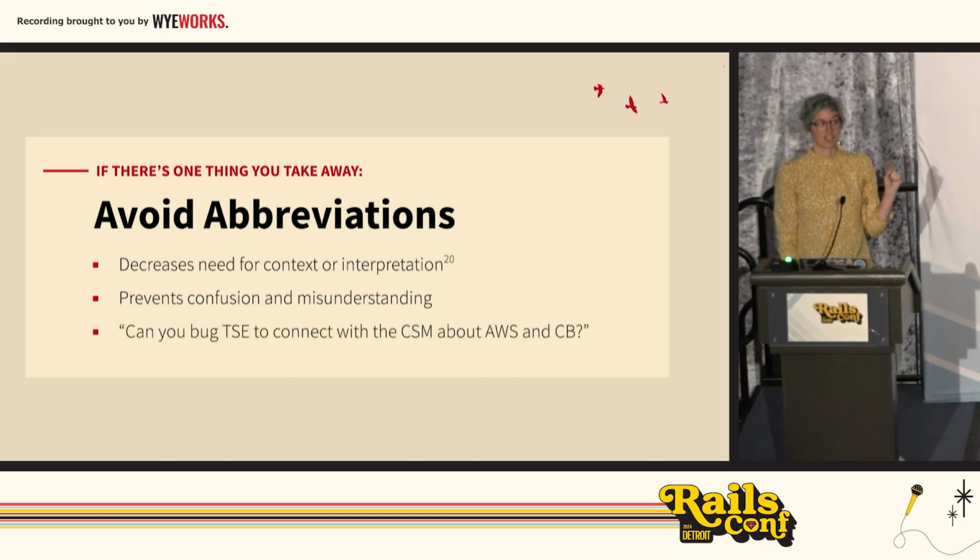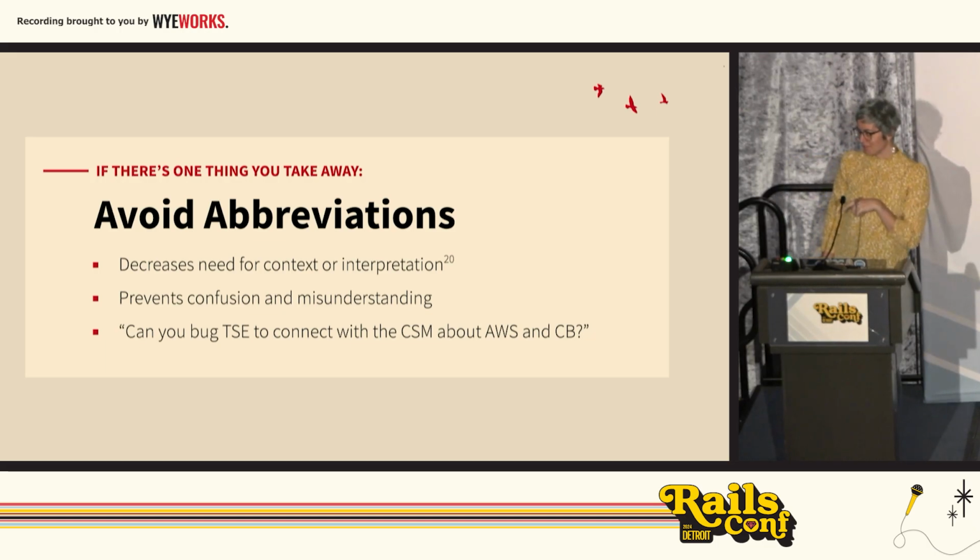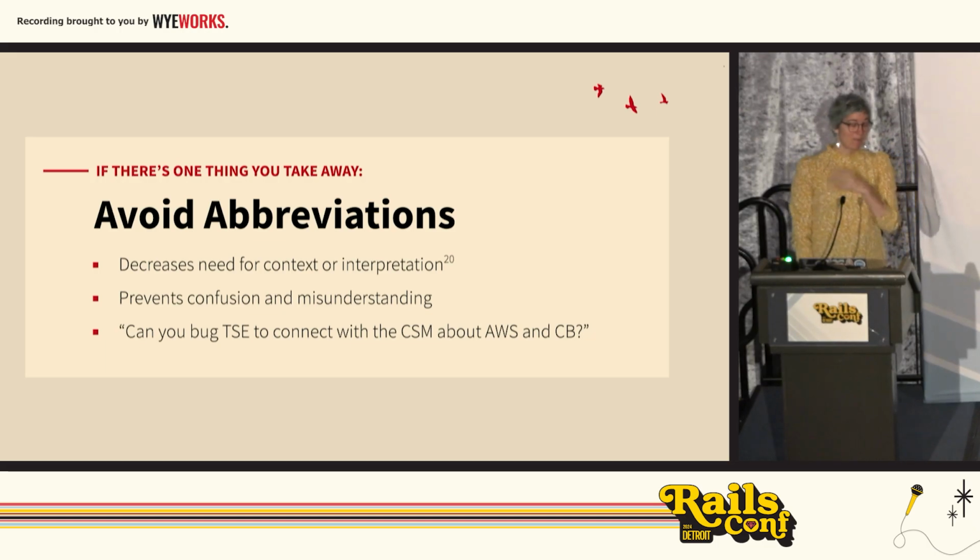This is something I actually heard at Red Canary. Can you bug TSC to connect with the CSM about AWS and CB? And I've been there long enough now, about 9 months, that I know exactly what this means. But when I first started, people would throw these out constantly, and I was scrambling while trying to listen to everything else they were saying to also interpret, okay, what does that mean again? Oh, right, that's this thing, which has this context, and that's why they're saying it. Okay, and then you end up missing half of the rest that's going on. So just don't do it. It's just not that helpful.